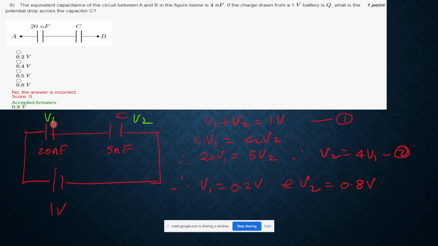So whatever charge sharing was supposed to happen, it had already happened, and now the charges of these capacitors should be equal to each other, and that's why I had written C1 V1 equal to C2 V2. If you put the values of C1 and C2, you will get V2 equal to 4 V1. Now solve equations 1 and 2, and you will get V1 equal to 0.2 volts and V2 equal to 0.8 volts. So that's why 0.8 volts is the correct answer.